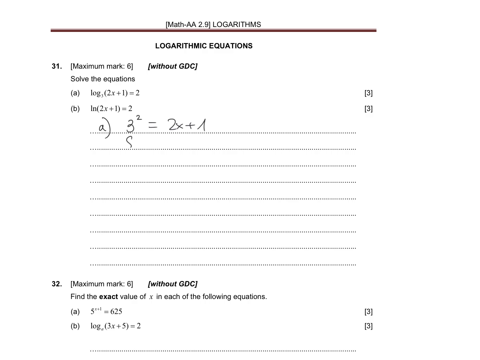So 9 minus 1 is 8. X is 4. For b, we've got e to the 2, because this is base e, equals 2x plus 1. So we're going to have e squared minus 1 over 2 equals x. Okay, so you could take the log of both sides, but you can just also write it exponentially, because it's log base 5 of 625 equals the exponent x plus 1.